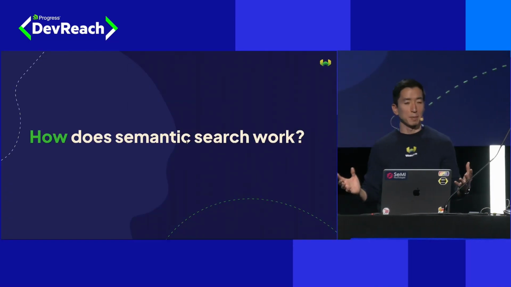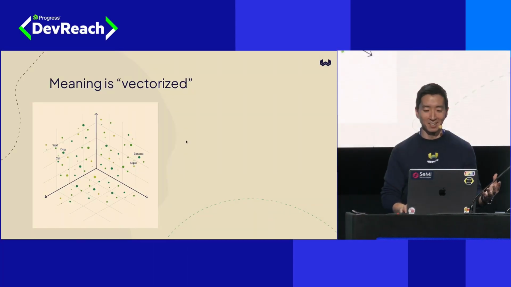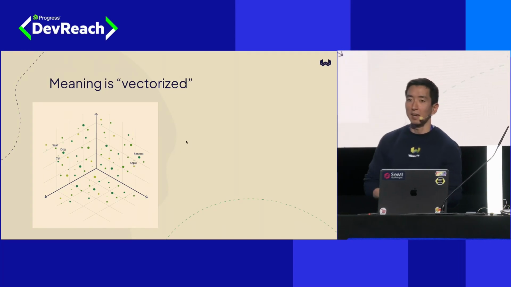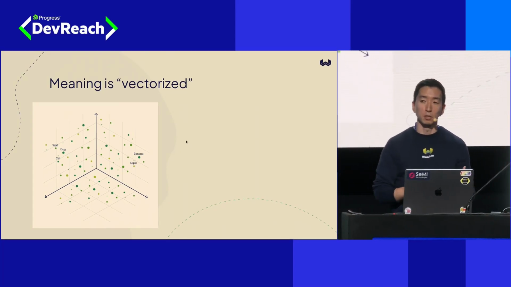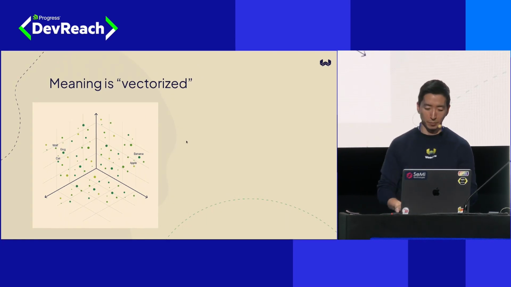So that is semantic search. But how does it really work? I haven't explained any of that yet. A key thing to understand about semantic search is that when you have a particular word, phrase, sentence, or so on, the meaning is what gets vectorized.